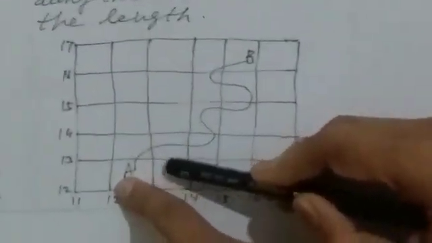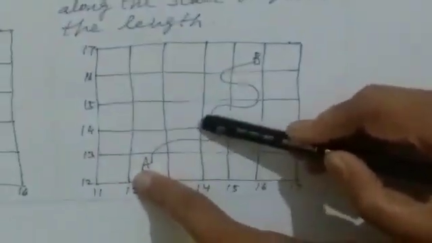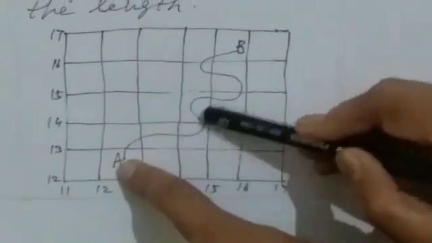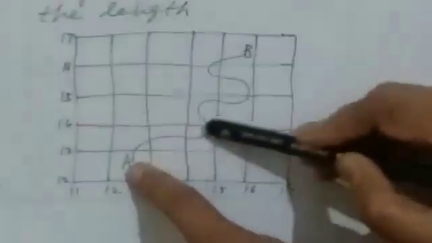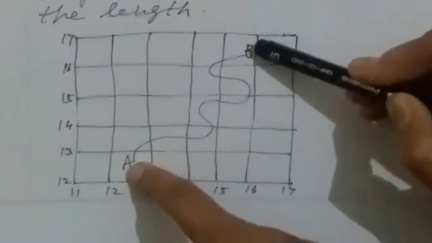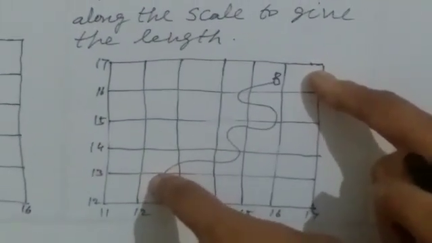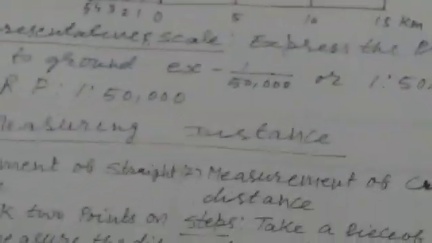Take a piece of thread and mark the points with a pen, from the starting point to the last point. Now stretch the thread along the scale to get the length. The stretched thread along the scale gives the length. Clear?